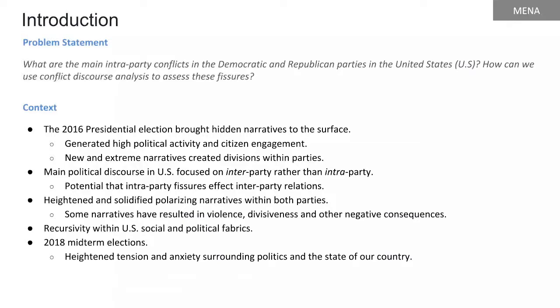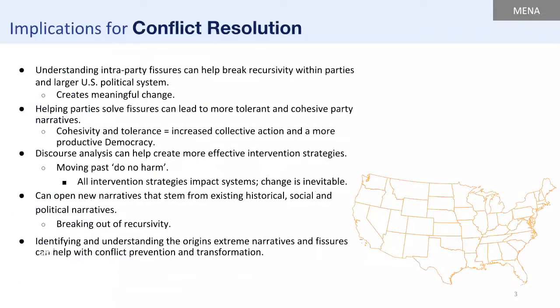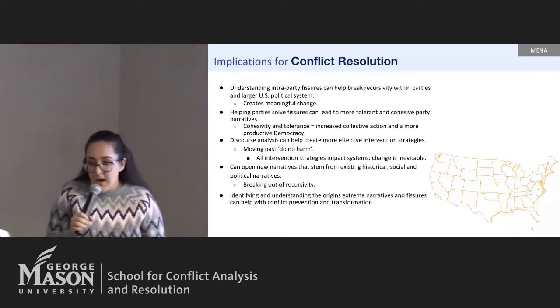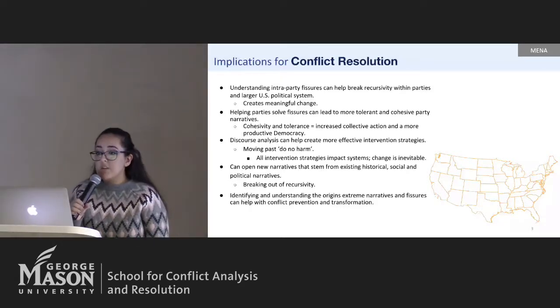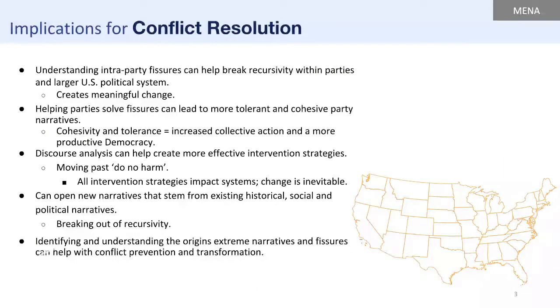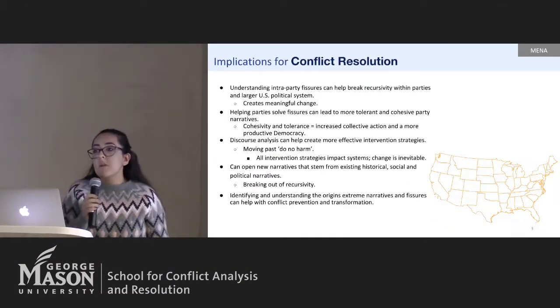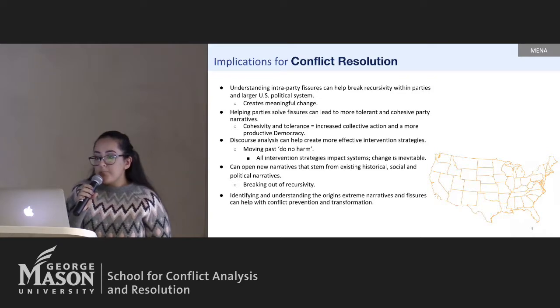So briefly, before we get into the data and what we found, some implications for conflict resolution. The first really important implication is that understanding intra-party fissures can help break recursivity within parties in the larger U.S. political system. By breaking that recursivity and getting people out of their long-held narratives, we can actually lead to meaningful change. Second, helping parties solve fissures could actually lead to more tolerant and cohesive party narratives. As we know, cohesivity and tolerance also equal increased collective action and a more productive democracy. When people see their politicians and their leaders actually cooperating, they're going to cooperate on the ground as well.